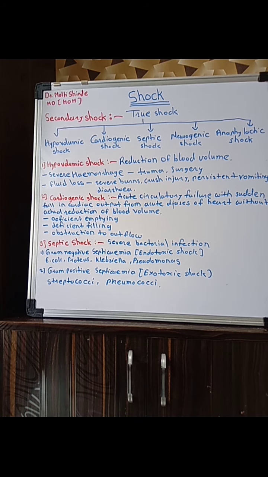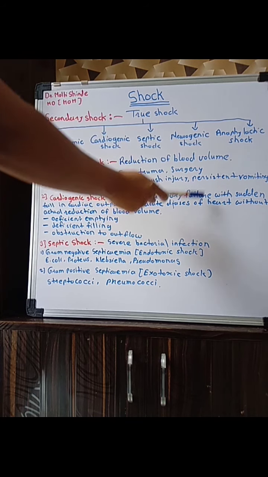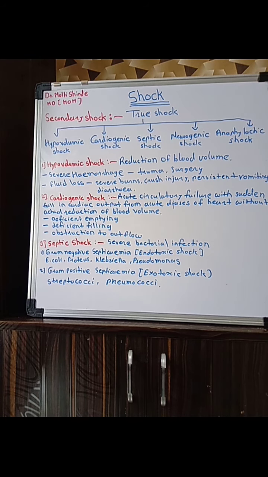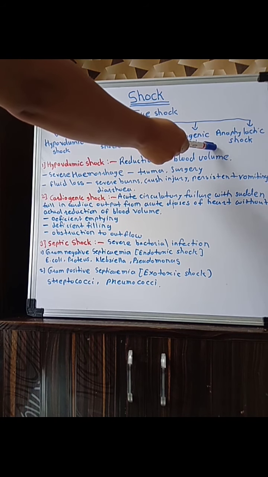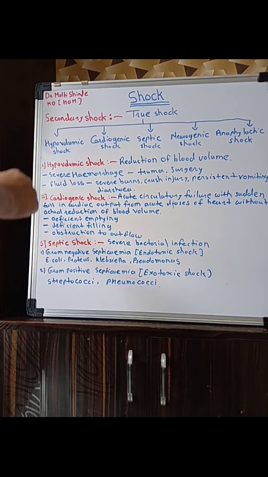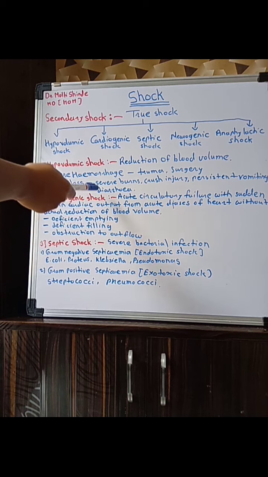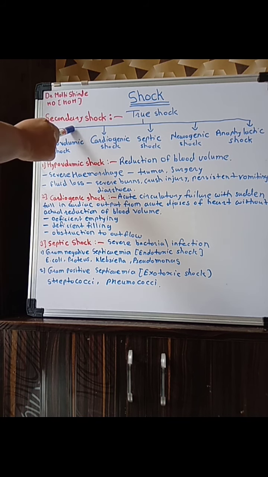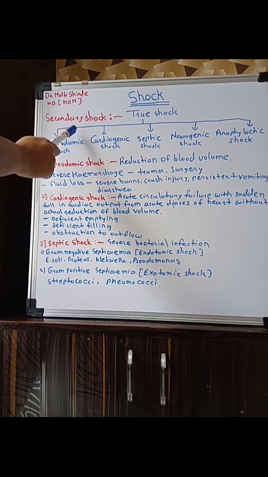It may be caused by some allergens, some chemicals, or some drugs that cause anaphylactic reactions in the body, and that anaphylactic reaction leads to anaphylactic shock, and it is the most dangerous. It can lead to the death of the patient. So these are the different types of secondary shock. We are studying now the secondary shock.